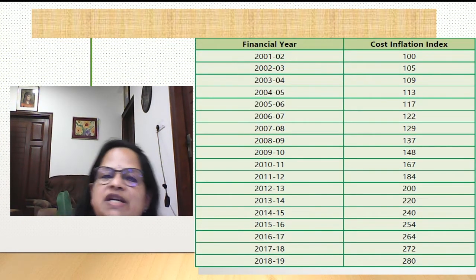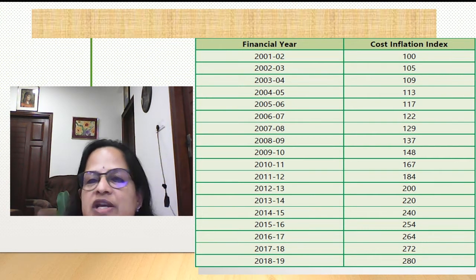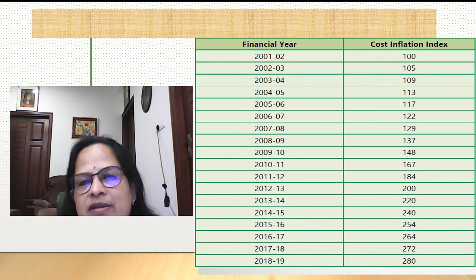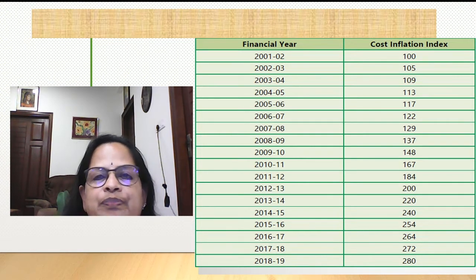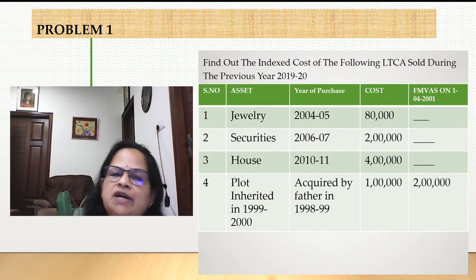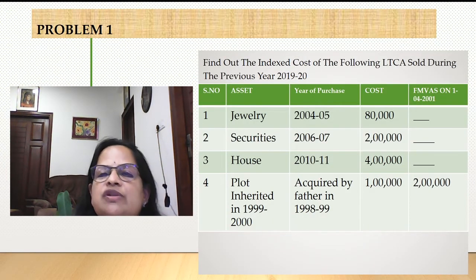Now the inflation index I have given, financial year cost of inflation index. This is for your reference, but usually in the problem it will be there. 2019-20 inflation index is 301. You have to remember that. That also will be there in the question. Now problem 1. Find out the index cost of the following long-term capital assets sold during the previous year 2019-20.